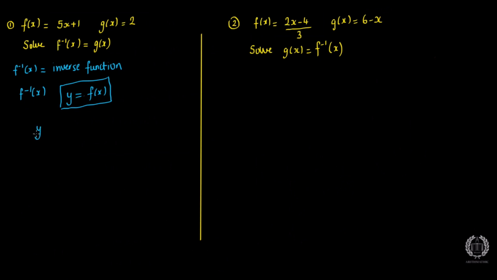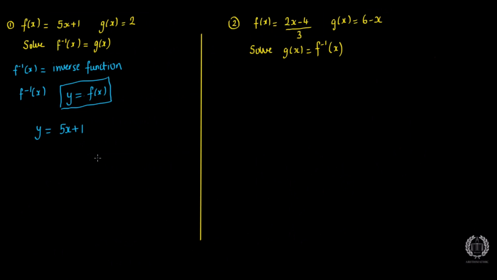So now I'm going to say y equals. Do we know what our f of x function is? We do, because if you look at the question, it's given here. F of x is 5x plus 1. So instead of writing f of x, I'm going to write 5x plus 1.